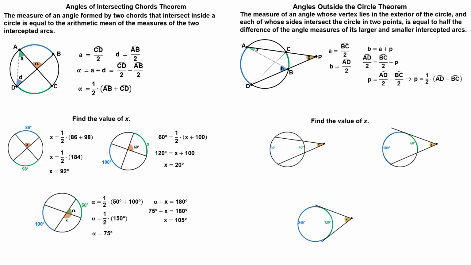In the first diagram, the measure of angle x, an angle external to a circle and formed by 2 secants, is equal to 1/2 the difference of the intercepted arcs. When subtracting, start with the larger arc. In the second diagram, the measure of angle x, an angle external to a circle and formed by a tangent and a secant, is equal to 1/2 the difference of the intercepted arcs. When subtracting, start with the larger arc.